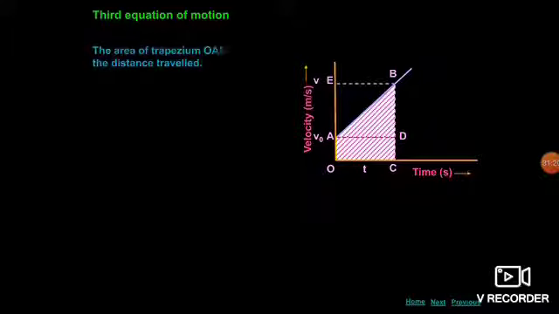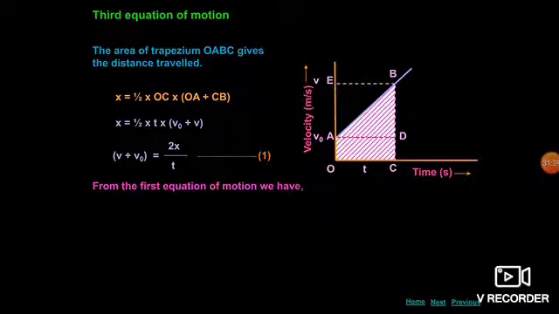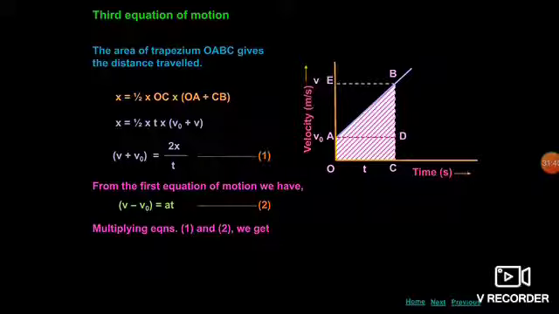Now the third equation of motion. In this, the area of the trapezium OABC gives the distance travelled. Again we are using the same formula, the same concept which we used in the second one. Now the third step, V plus V0 is equal to 2x by t. From the first equation of motion we have V minus V0 is equal to at. This is the second equation we have chosen. Now we multiply the first and second equations. We will get V square minus V0 square is equal to 2ax, which is considered to be V square minus V0 square is equal to 2as. Now we can write it in this way also.